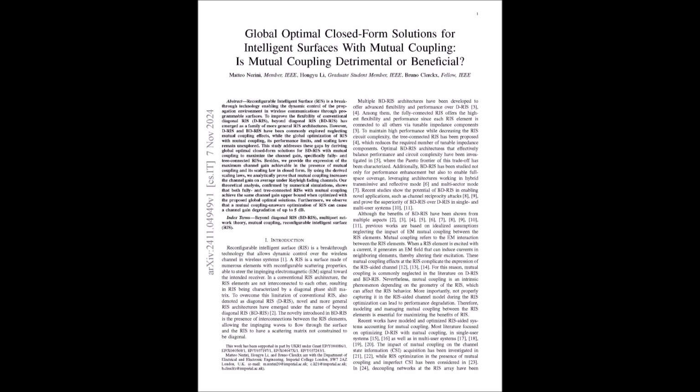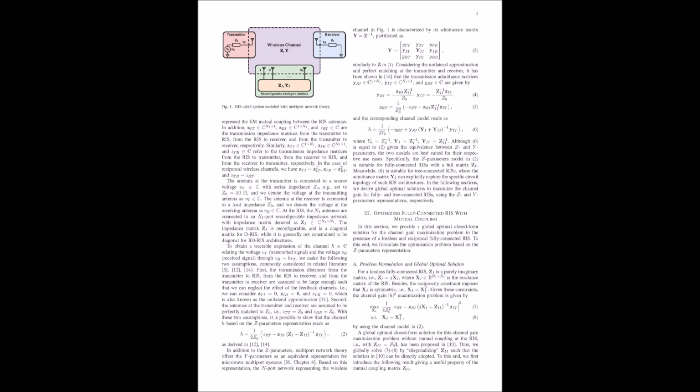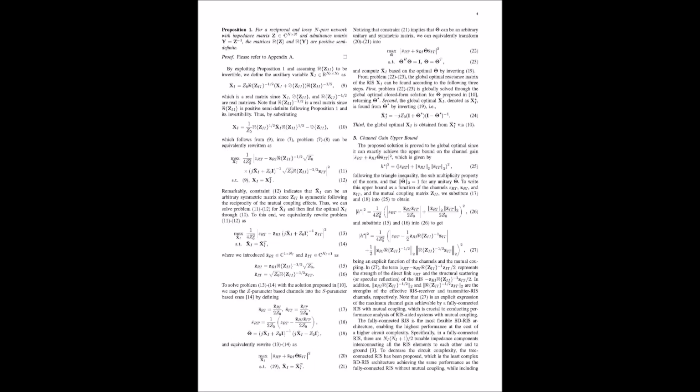At first glance, the two scaling laws appear quite different. The scaling law without mutual coupling primarily depends on the channel gains, the self-impedance of the RIS elements, and the number of elements. It lacks the complex trace terms that appear in the scaling law with mutual coupling, suggesting that mutual coupling introduces a new level of complexity to the system's behavior. So it seems like mutual coupling really does change the game, at least mathematically.